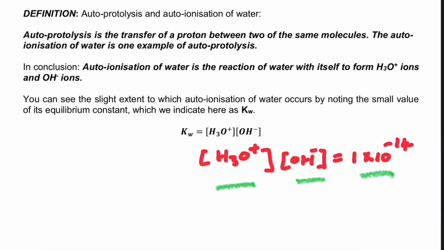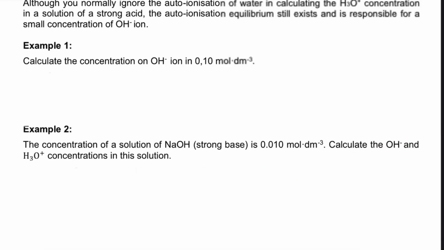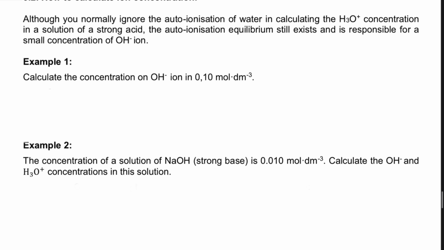You'll see that in a few, but for the time being, let's take a look at how we can use that to calculate ion concentration. Although you normally ignore the autoionization of water in calculating the H3O plus concentration in a solution of a strong acid, the autoionization equilibrium still exists, and it is responsible for a small concentration of OH minus ion. Let's take a look at an example.